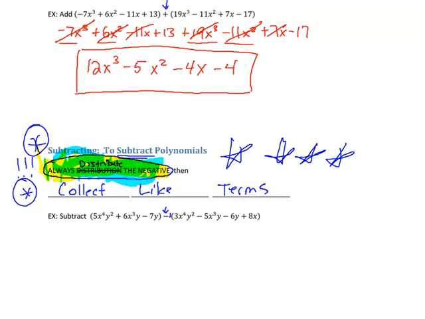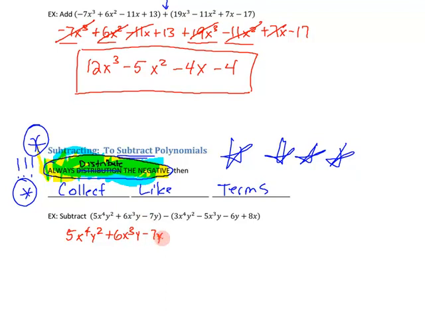Okay, so let's do this example here. We got a subtraction. Let me get rid of the junk that I've written on there. Okay, 5x to the fourth y squared plus 6x cubed y minus 7y minus the quantity 3x to the fourth y squared minus 5x cubed y minus 6y plus 8x. So to begin with, I can distribute the 1 that's in front of the first parentheses, which does not change them at all.